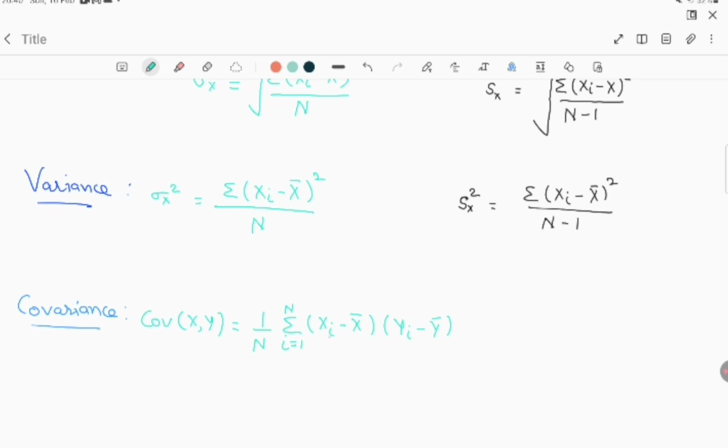It is about population covariance, and now we will see the covariance of a sample. Covariance of xy is equal to 1 upon n minus 1, summation i equals 1 to n, the number of observations, xi minus x bar into yi minus y bar.